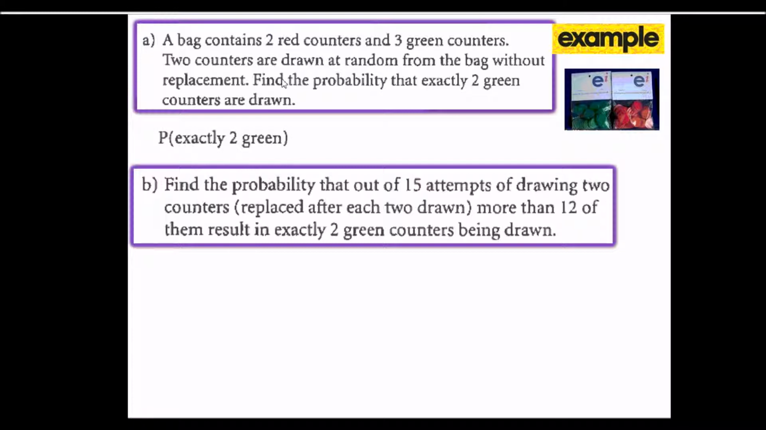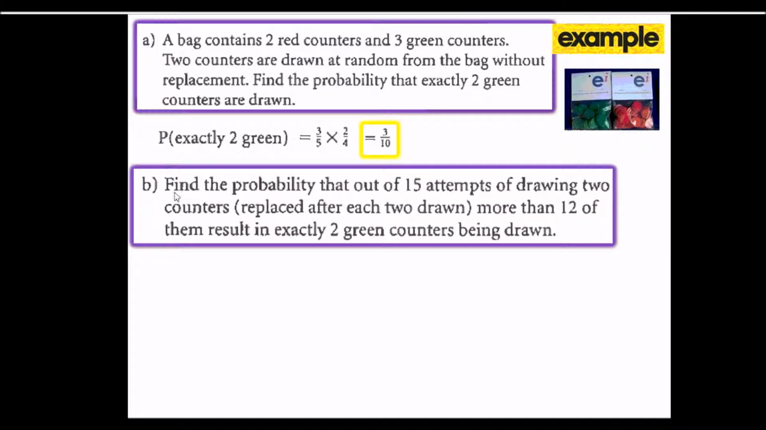So the probability of exactly 2 green would be 3/5 for the first. The probability of the first one being green is 3/5 because there's 3 green and 5 in total. And the probability that the second one is green is 2/4, because 1 green has been taken already, so there's only 2 greens left, and without replacement there were only 4 counters left in the bag. So 3 times 2 over 5 times 4 gives 6 over 20, which simplifies to 3/10.